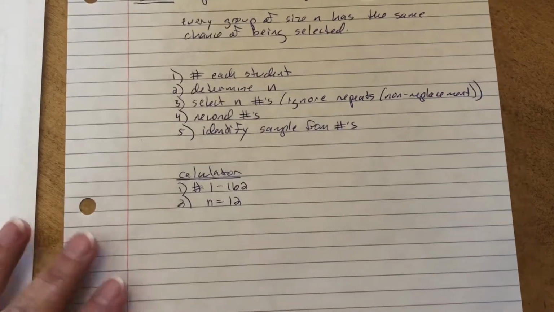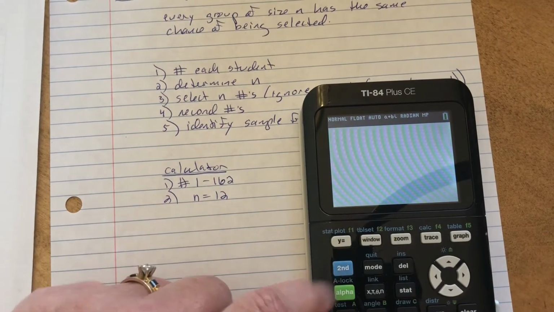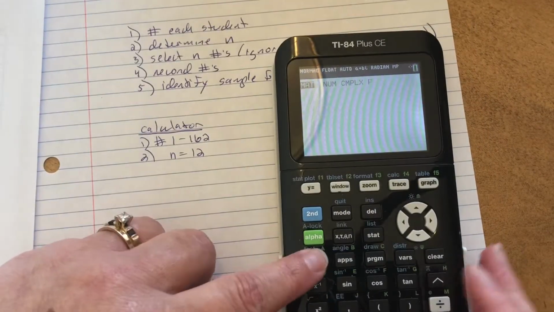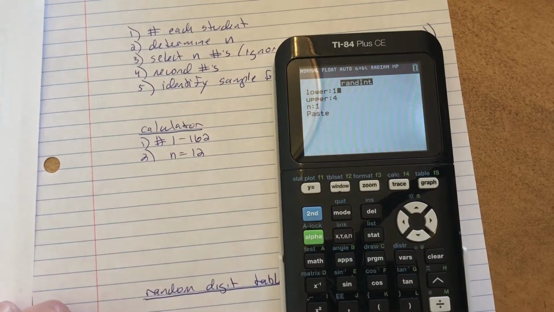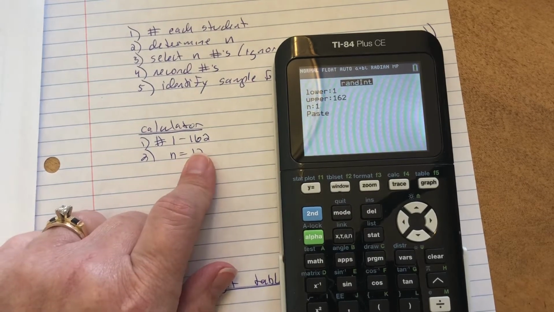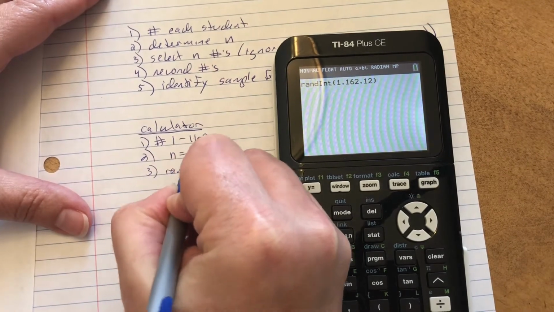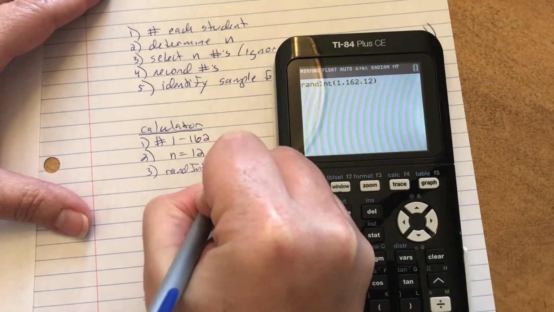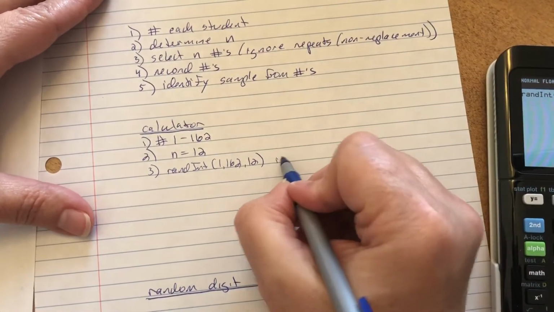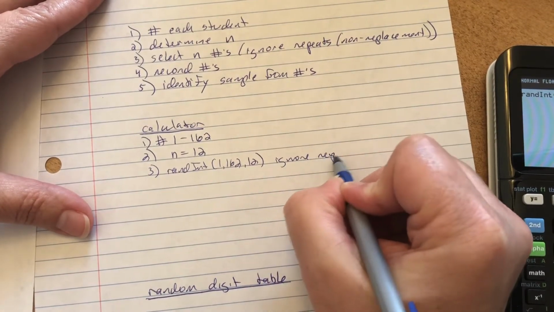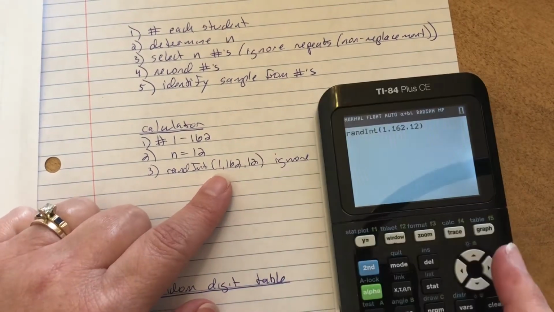So in the calculator, hit math, go over to probability, and then go down to randInt. We are going to go from 1 to 162, and we're going to select 12. Let me write this down. The important thing here is I have to ignore repeats. If number 20 comes up twice, I don't want that 20th person twice.